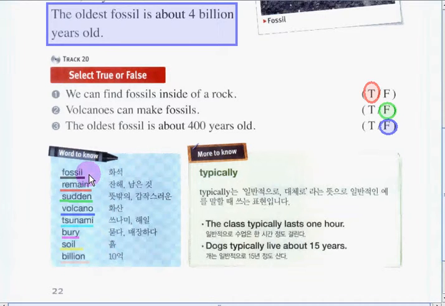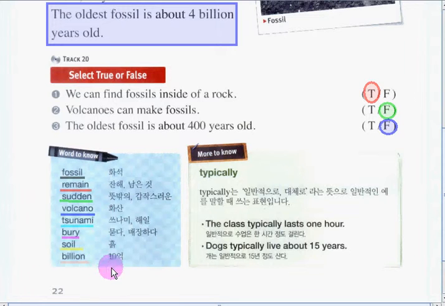Fossil, remain, sudden, volcano, tsunami, bury, soil, and the last word, billion. Okay, so these following words will be useful in making your own sentences in the future.